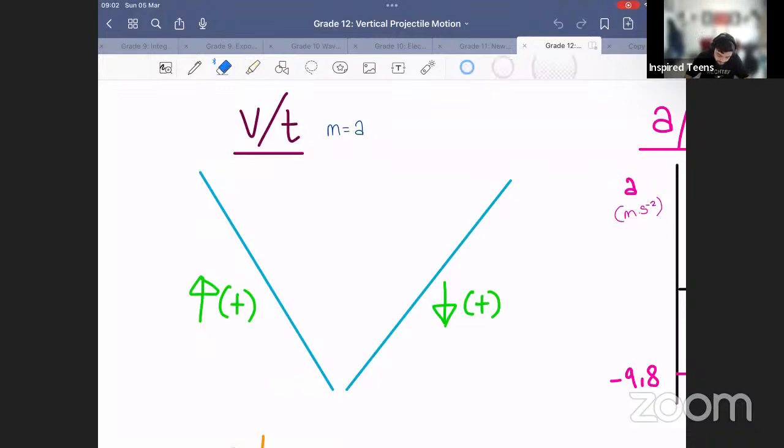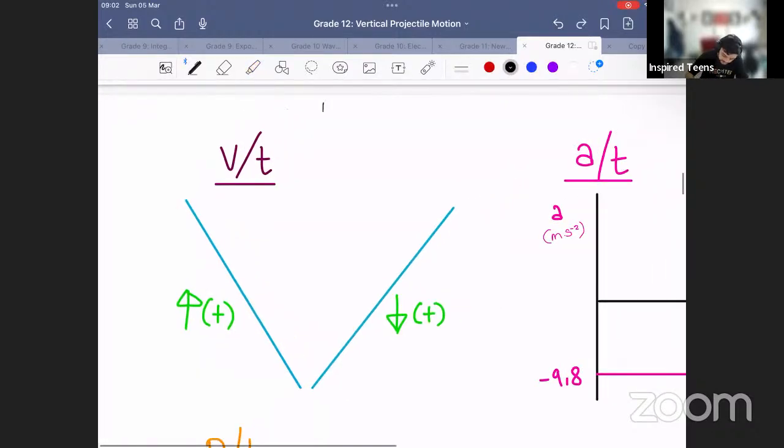Okay. Now, let's ignore that. Now, the velocity versus time graph, don't complicate it. It has two possible shapes, right? And ironically, they look like a V. So it has one possible shape to look like this, and the other possible shape to look like that. That's it.